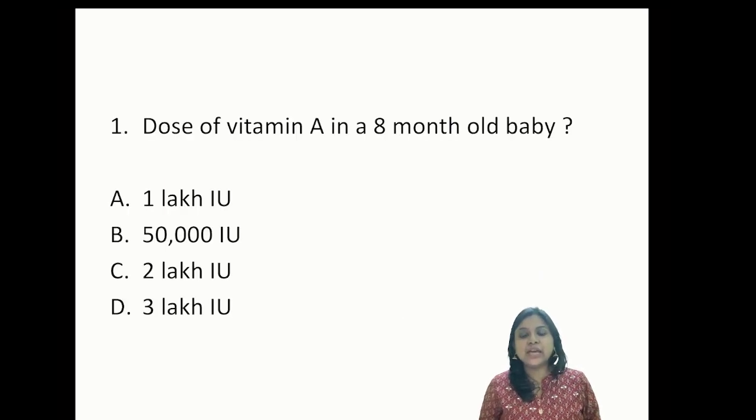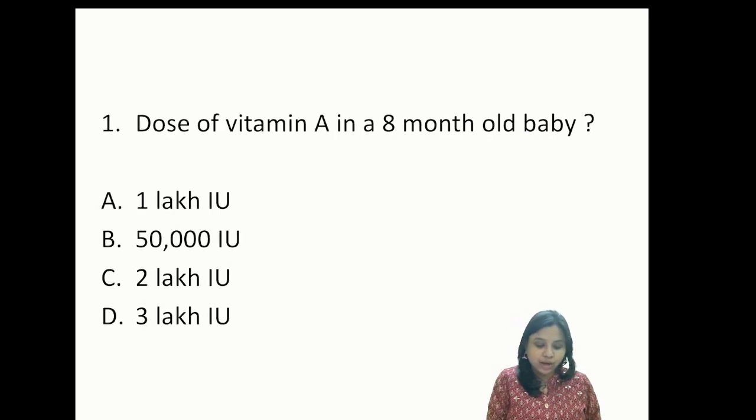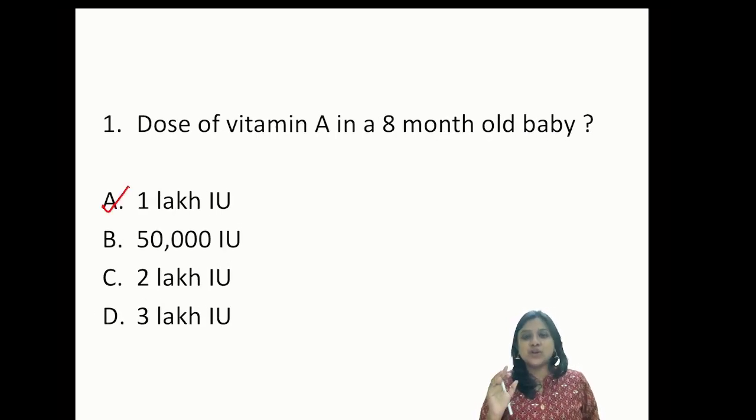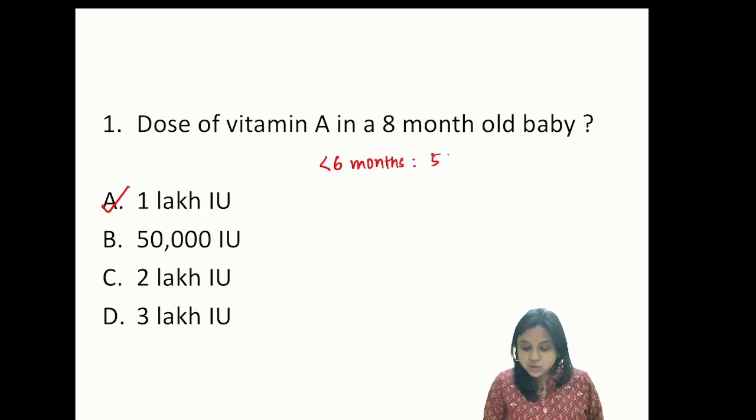So, dose of vitamin A in an 8-month-old baby. The correct answer is 1 lakh international units. So let us remember age-related doses of vitamin A. If it is less than 6 months, the dose is 50,000 international units.